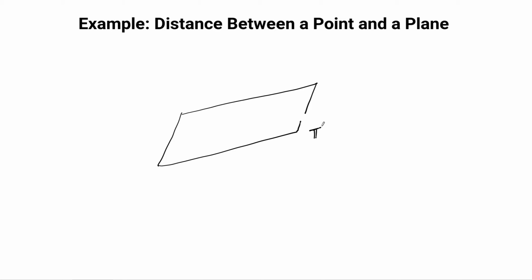Let's say we have a plane pi, and let's say we have a point P that is not on the plane pi. With this plane, let's assume that we know its equation: ax + by + cz + d = 0. And let's also assume that we know the coordinates of the point in question, which we'll call x1, y1, z1, as opposed to x0, y0, z0, which is going to be a point on the plane, in general.